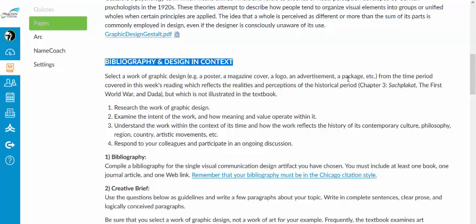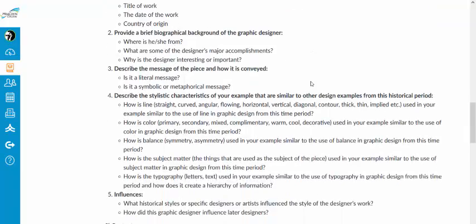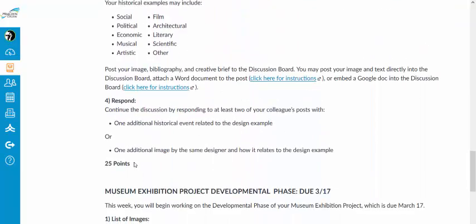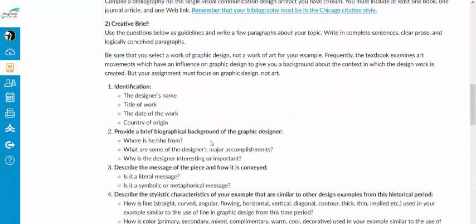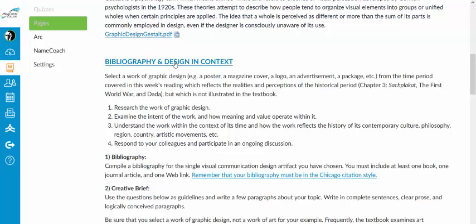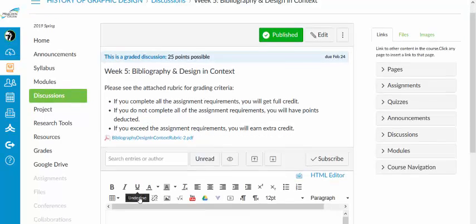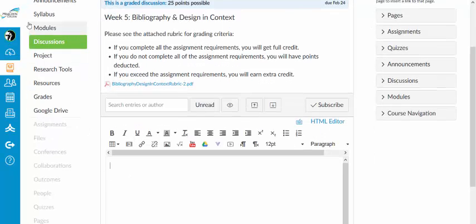Also, you'll be doing your usual bibliography and design and context assignment, choosing an image related to Chapter 3. It's worth 25 points, and as you've done in the past, just click the link here, and that will take you into the area where you turn in your assignment. You'll post that in the discussion board.